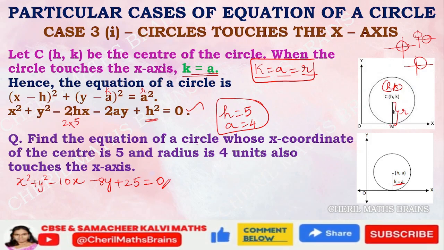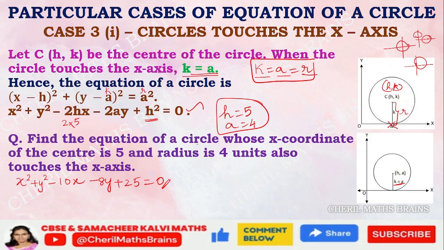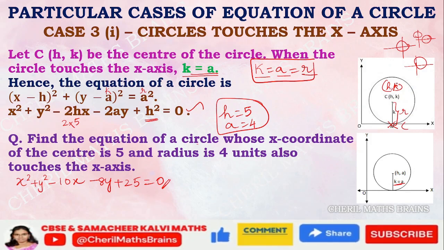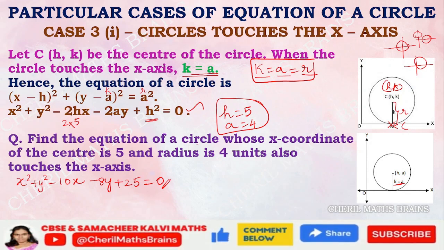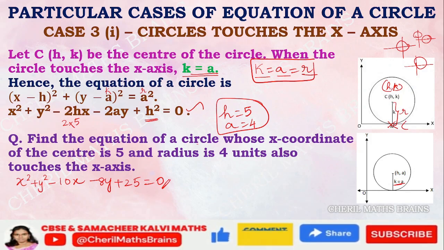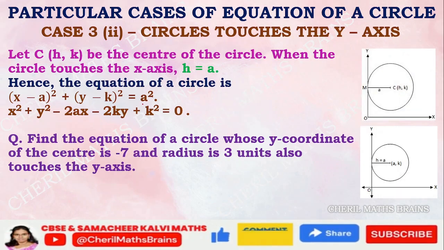Sometimes they will give you a point instead. Instead of giving the radius as 4 units, they can tell you that the circle touches the x-axis at a point, and they will give that point as 4 comma some value. So they will give you 4 comma 0, children. In that case you should be able to solve it.